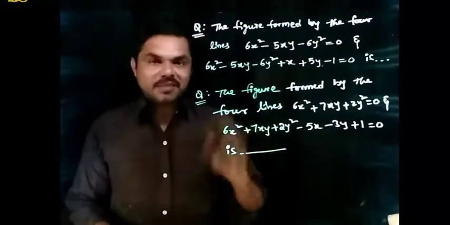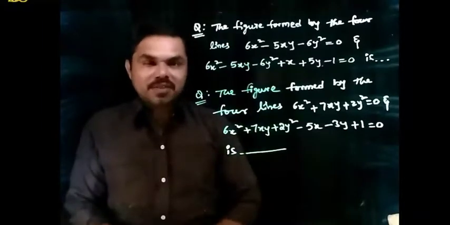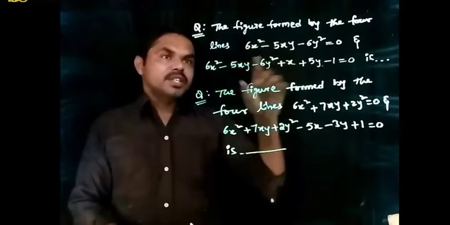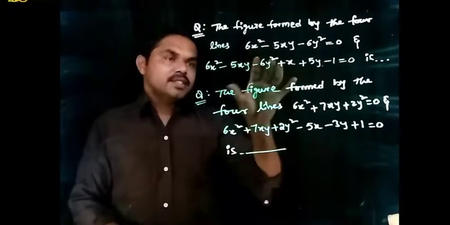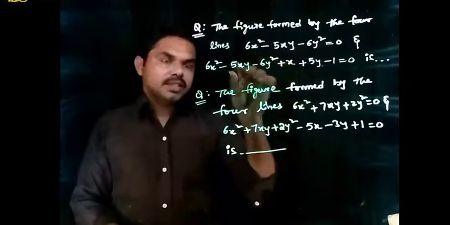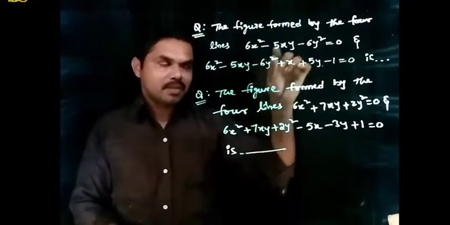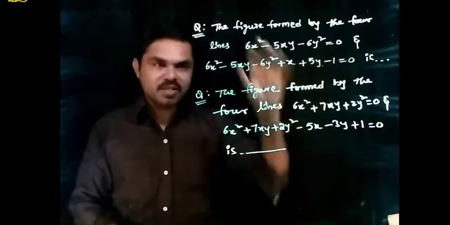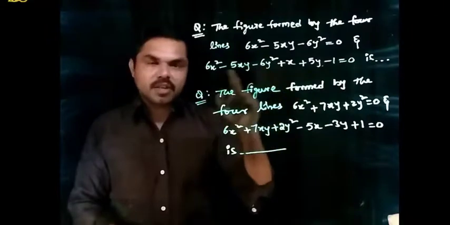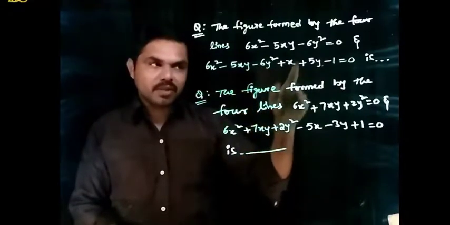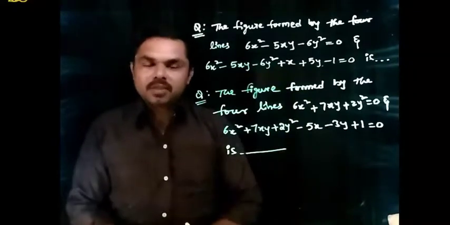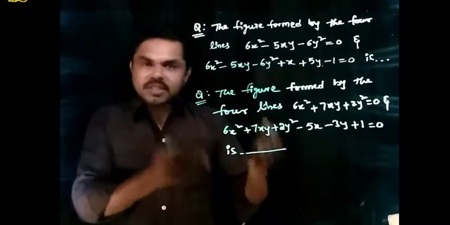Now these two questions are for you. Try to find the answers for these two questions with the help of our synopsis. The first question is: the figure formed by the four lines 6x square minus 5xy minus 6y square equal to 0 and 6x square minus 5xy minus 6y square plus x plus 5y minus 1 equal to 0. Compare this equation with the general form of the second degree equation, ax square plus 2hxy plus by square plus 2gx plus 2fy plus c equal to 0. You will get the a, b, c and g, f, h values and use our synopsis. You will get the answer. Follow the same procedure for the second question also.